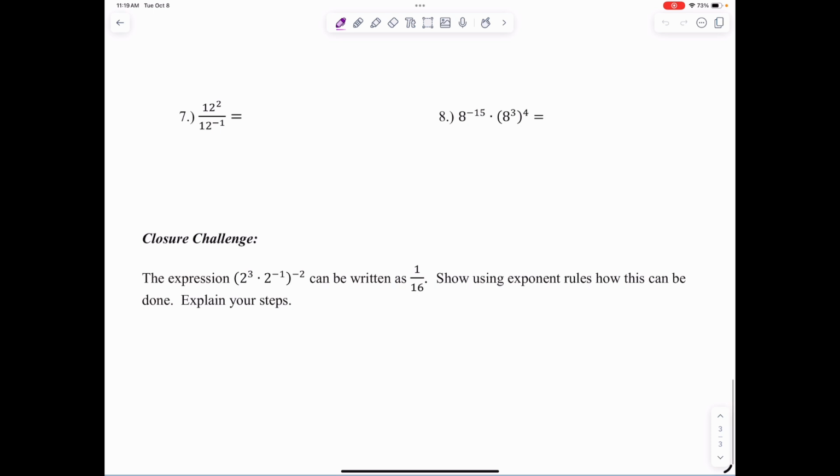So now as a closure challenge, it says the expression 2 to the third times 2 to the negative 1, all raised to the negative 2, can be written as 1/16. Show using your exponent rules how this can be done and explain your steps. So I'd like you to pause the video and try this closure challenge, then resume the video when you're ready to go over the answers.